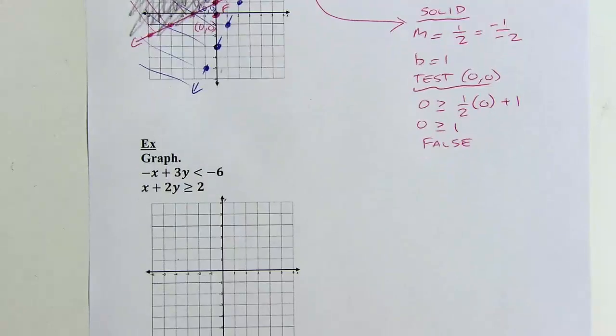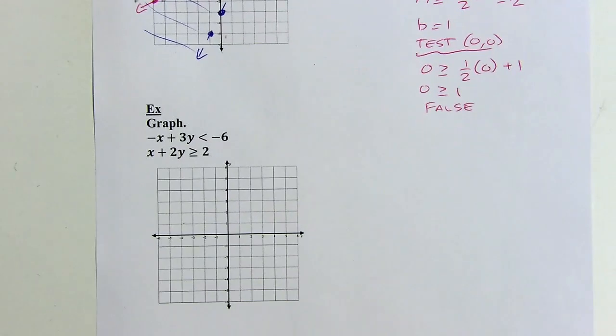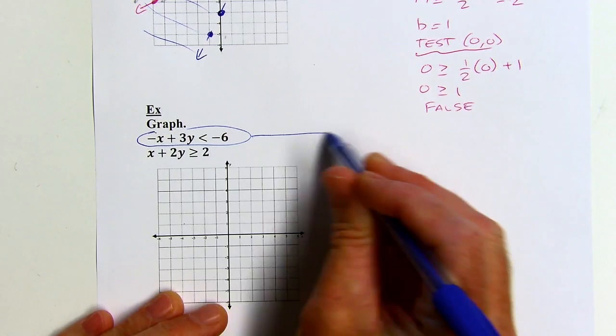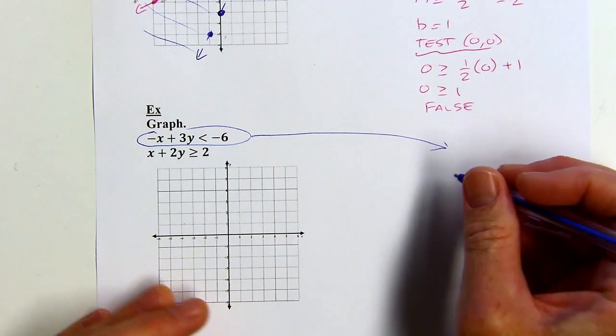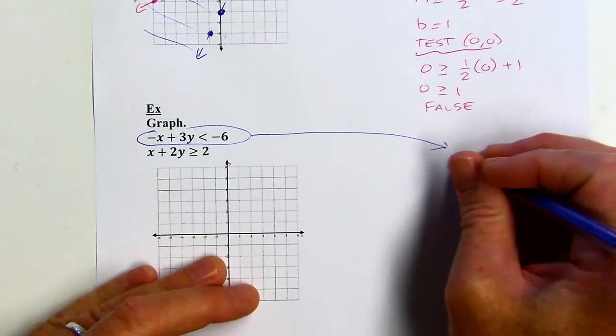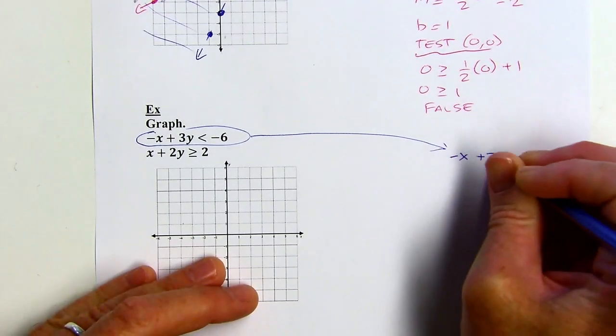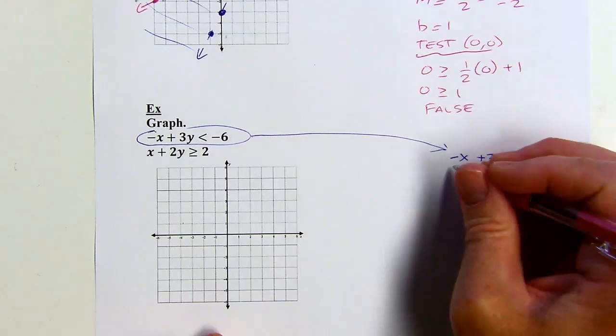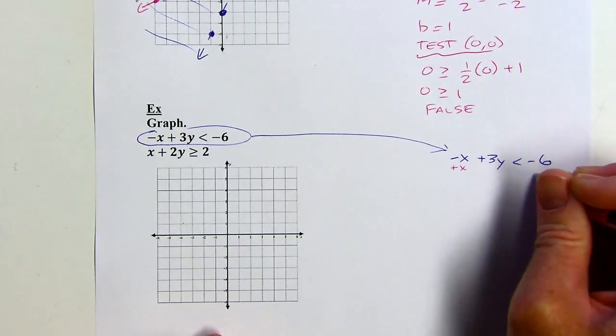So these ones, I've got a little more work to do because they're not in y equals mx plus b form. I think that's the easiest way to graph these. So the first thing I'm going to do with these is get them in y equals mx plus b form. Okay, so I want to move the x over to the other side here.